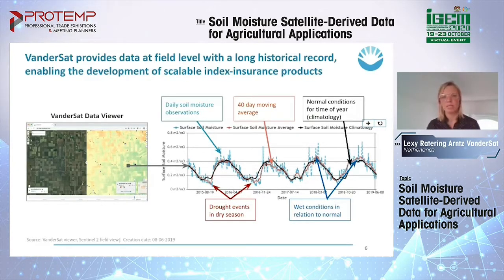The blue line means the daily soil moisture observations which are measured. The red line is the daily observations averaged by a moving window to actually look at trends in the data. And that red line is then compared to the climatology, which reflects the normal conditions of the soil moisture for that time of the year. That actually shows you that sometimes there are really wet events, and at others, when the red line goes below the climatology, the black line, you can actually start seeing drought events.